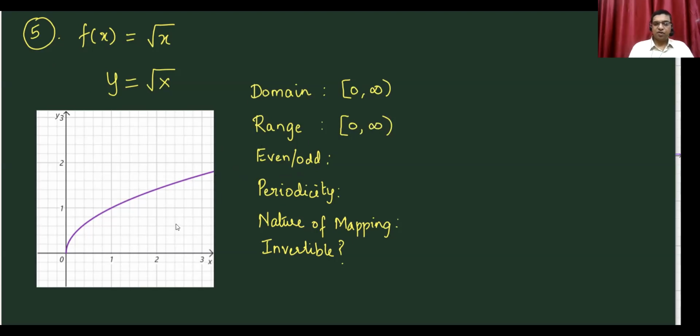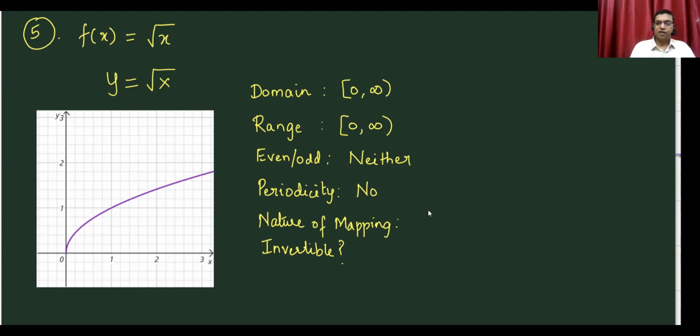Now tell me whether it is even or odd. It is neither even nor odd. It stops at zero, and for negative values we cannot define this. Yes, because f of minus x you cannot define because it will be under root of a negative. So this function is neither even nor odd. And it is not periodic because it is not repeating.